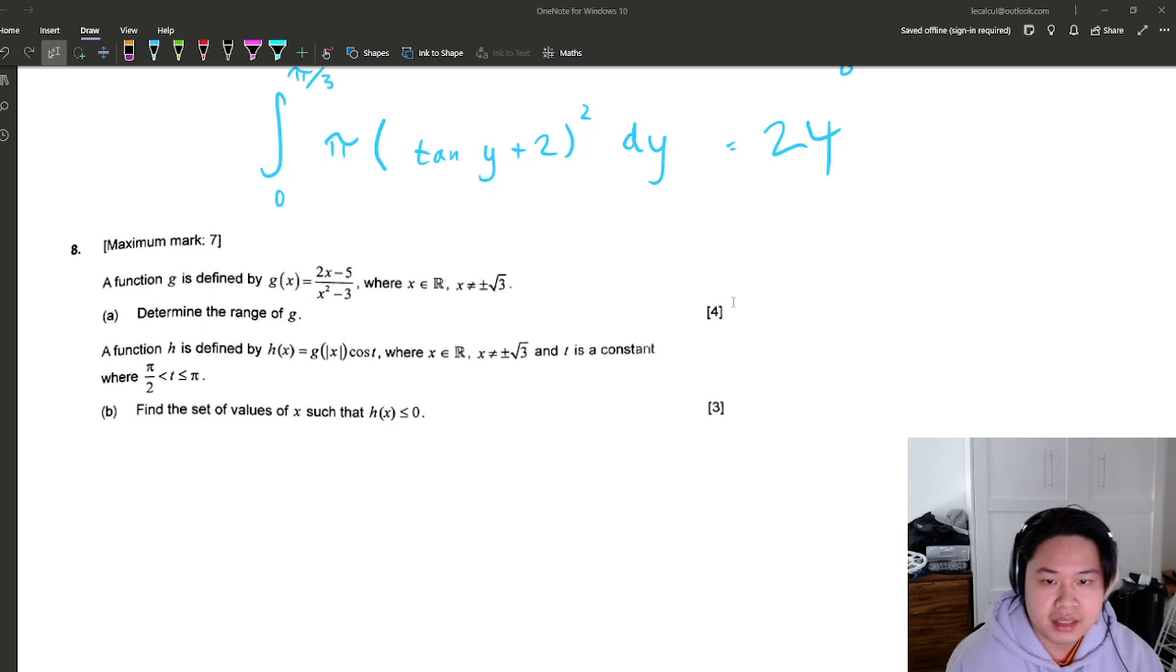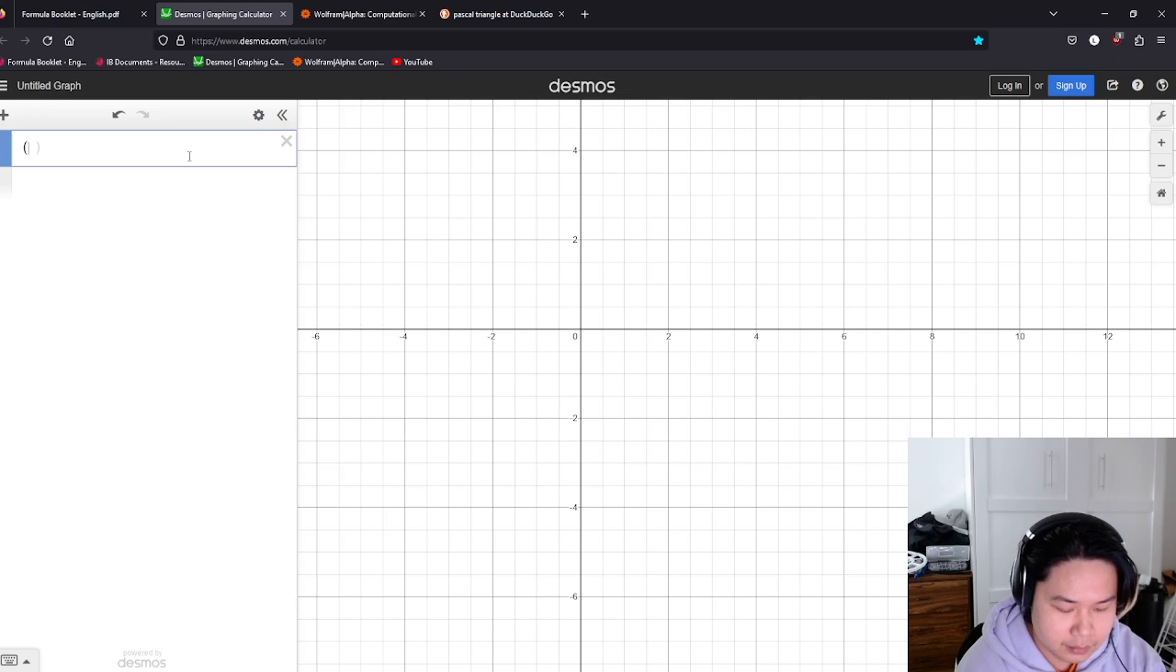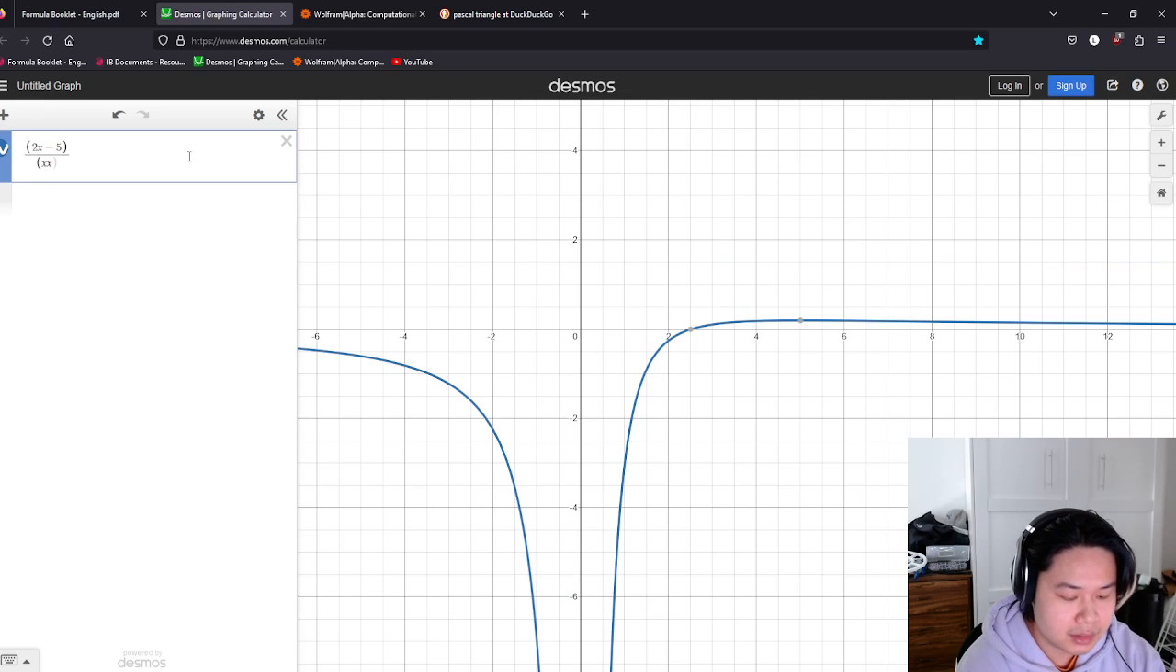Okay, function g is determined by this. Determine the range of g. So you should graph this because you have a graphing calculator. 2x minus 5 over x squared minus 3.